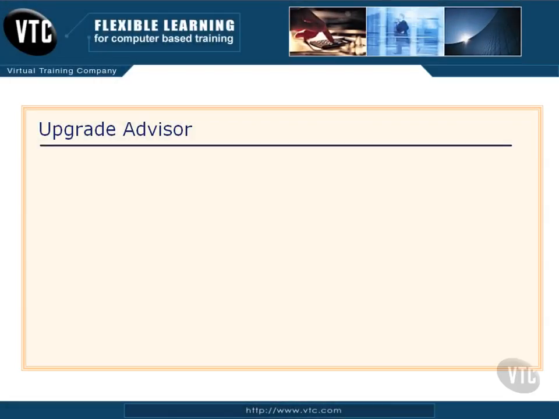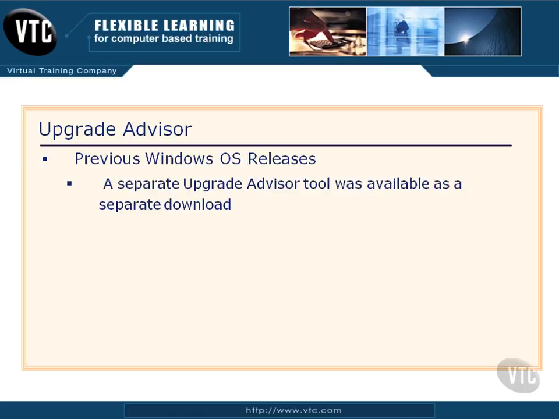One aspect of Windows 8 that is somewhat different from previous versions is the use of a tool that we've come to know as the Upgrade Advisor. Now, in most of the previous operating system releases, Microsoft released a separate Upgrade Advisor tool that you could download. It was maybe 5 to 6 megabytes in size. You could run this tool and it would tell you what aspects of your current setup, your current computer, might be a problem with the new operating system.